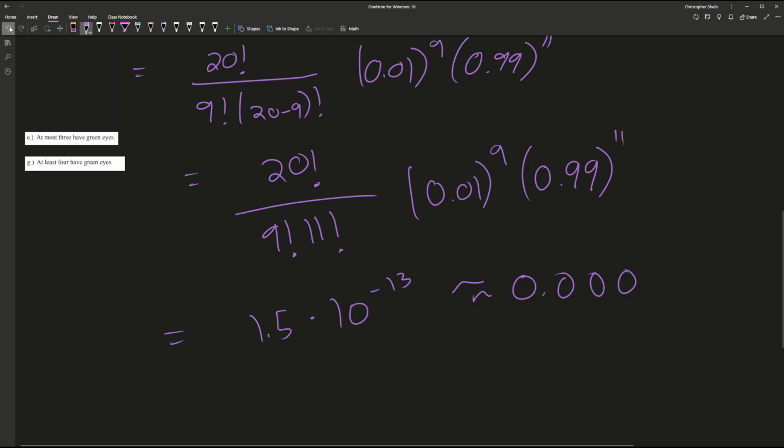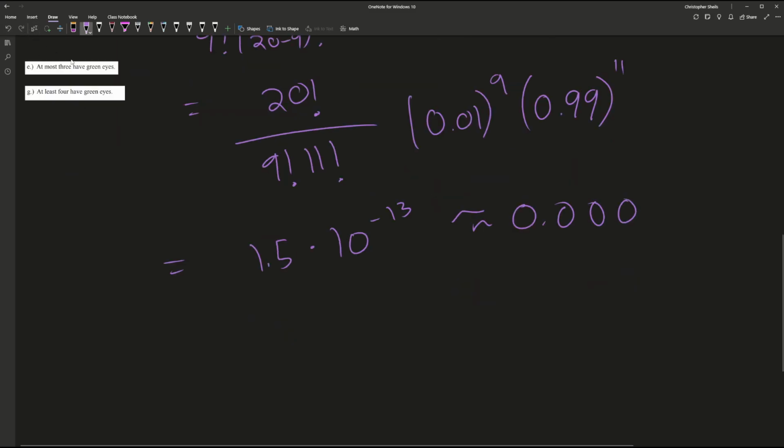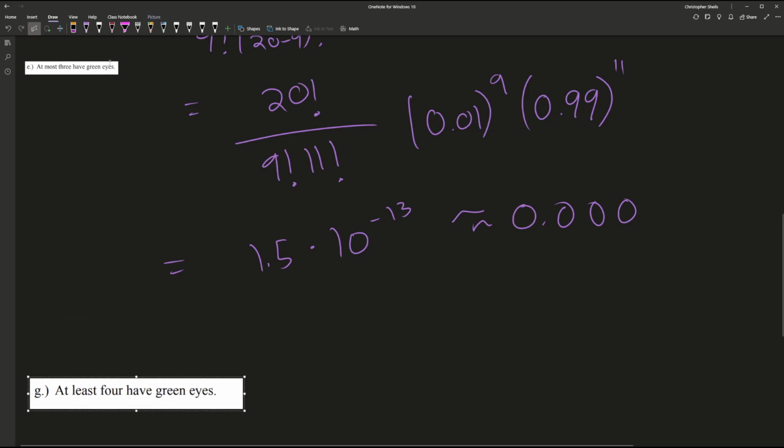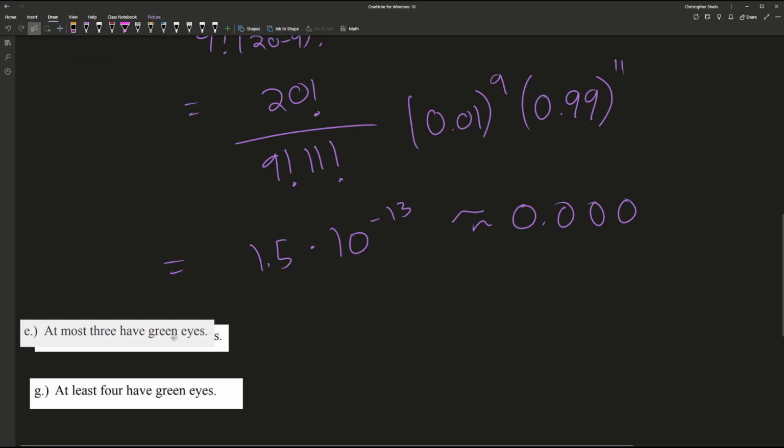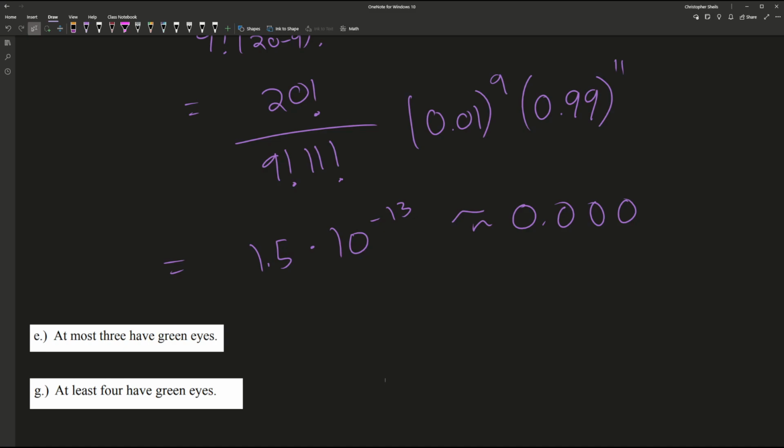For these last two, I'm going to leave these as examples for the reader and watcher. All right, so that will be it for 5.2.